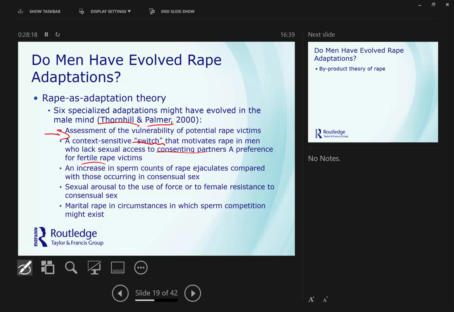You might try to do that through force. You would think that there would be a higher sperm count during rape than during consensual sex, right? If this was the case, there would be some arousal in men to female resistance to consensual sex, and in cases of marital rape, there would again be a higher count. There would be some instance where this would be considered sperm competition.